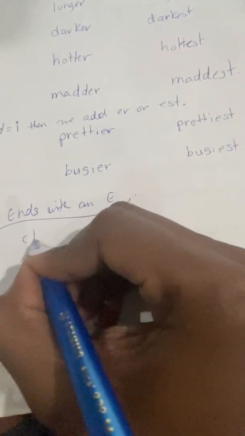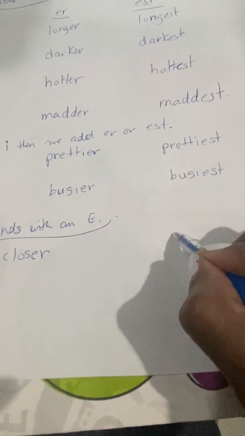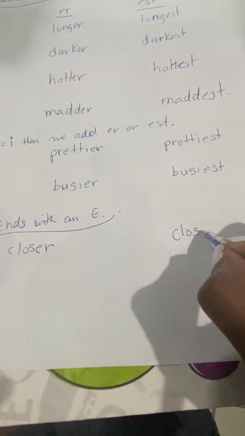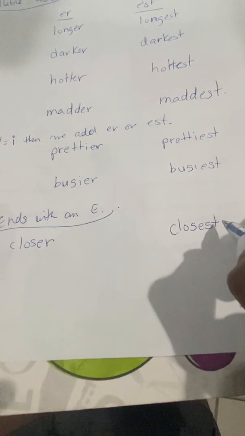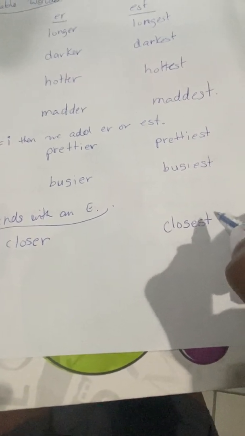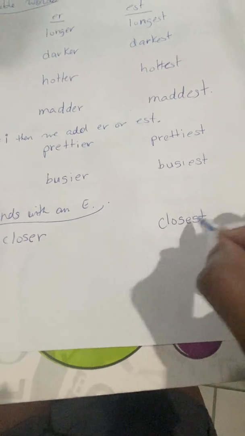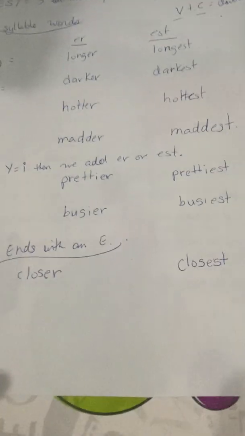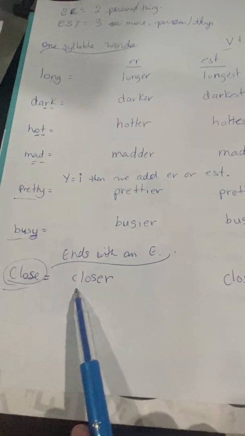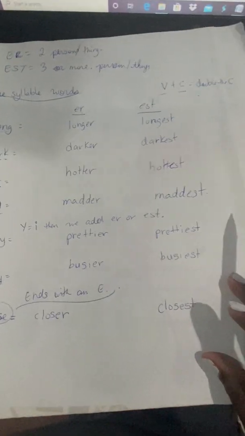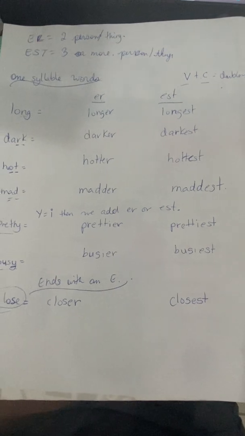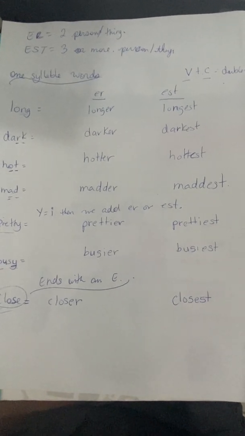So this becomes C-L-O-S-E-R, closer. And then this becomes C-L-O-S-E-S-T, closest. All right, this is a little bit funny, a little bit of a tongue twister, but closest, closer, closest. Okay, so I'm going to go ahead and put an image of this on the next slide that you're going to view, so you can write down these rules in your book.